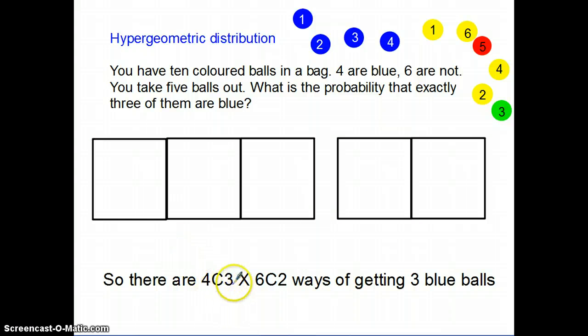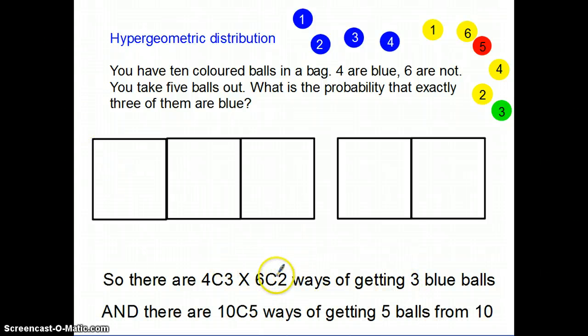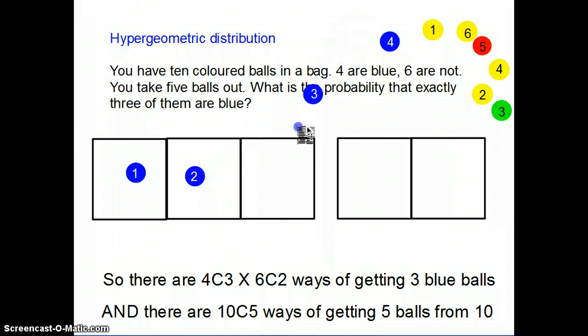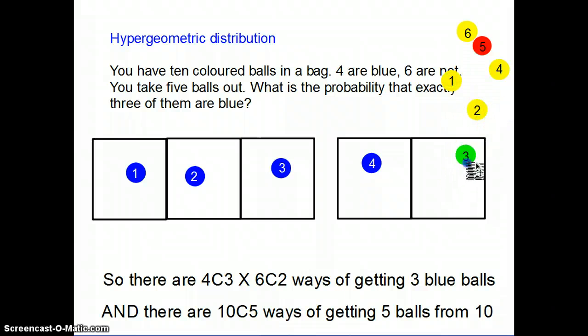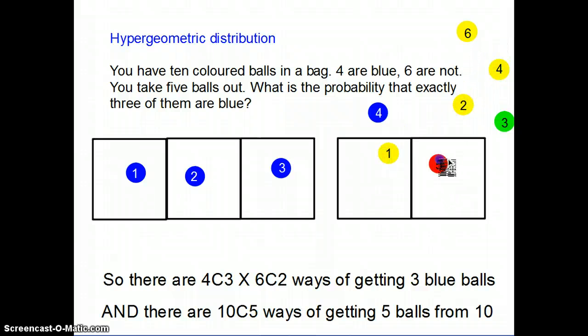Now, 4 choose 3 times 6 choose 2 is the number of ways of getting the 3 blue balls, which we've just worked out. There are 10 choose 5 ways of getting the 5 balls from the 10 in the first place. So forgetting about how many are blue, if we just fill up the 5 slots, we could have, for example, that would be one way, that would be another, that would be another, and then of course if we start to mix it all up, there are lots and lots of different ways. So there are 10 choose 5 ways of getting 5 balls from 10. That's by treating them all as distinguishable objects.